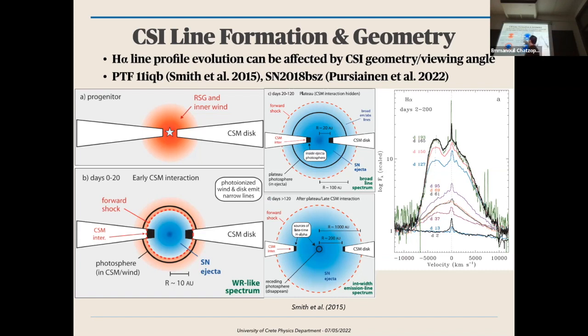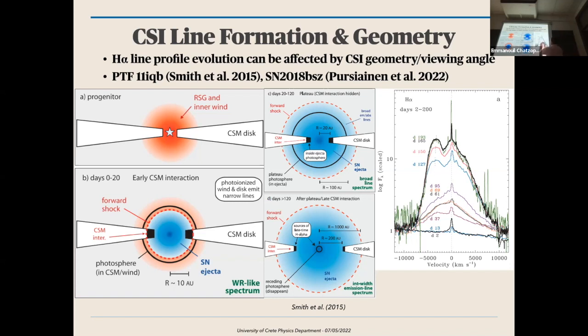Later on, as the interaction goes on and the supernova ejecta expands, by the way, you have more expansion towards the polar sides than you have towards the equator because of the interaction, you will have the photosphere receding and the forward shock expanding further out. So you will be sensitive to radiation coming from several regions, including broad-line regions, because you'll be able to see photons coming directly from the supernova ejecta.